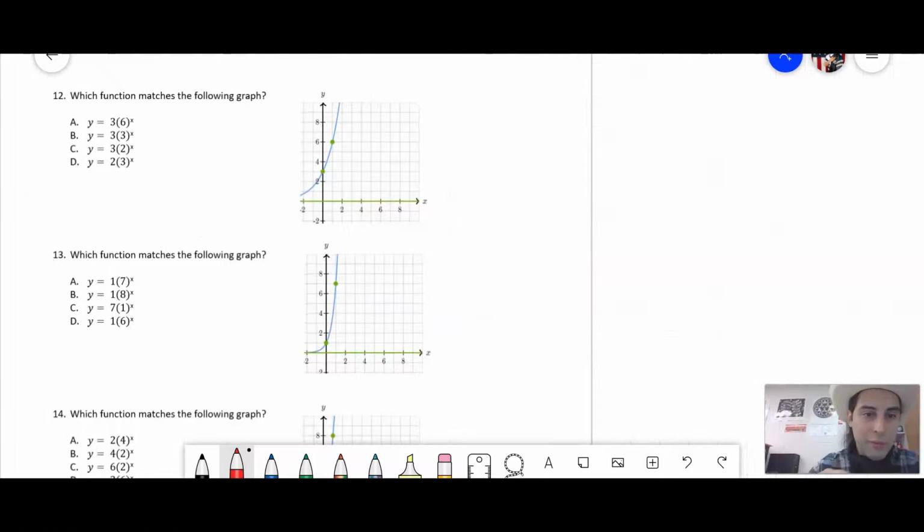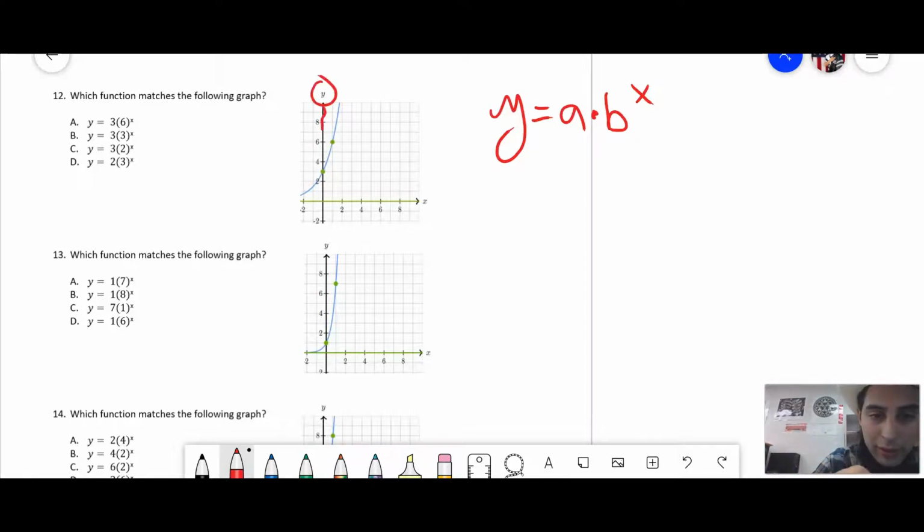Which function matches the following graph? All right. Well, let's remember y equals a times b to the x. Remember, a is the y-intercept, b is my ratio, okay? So on all these, a should be the easiest one. So on your y-axis right here, where is the y-intercept? That's my a value. So my a is 3, right? That's where it crosses the y-axis.